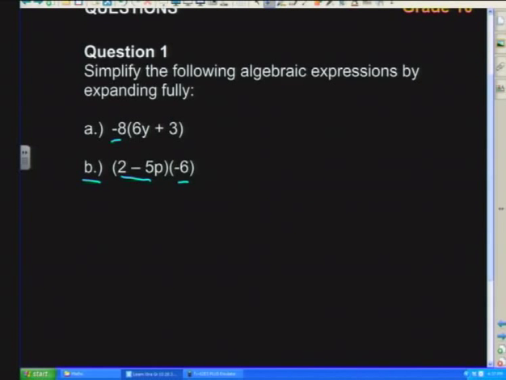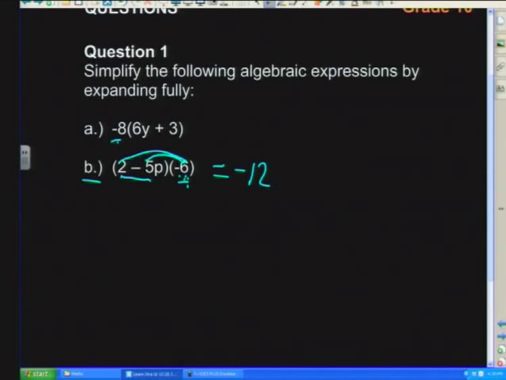Remember the rule stays exactly the same whether the number's in front or behind the bracket. We're going to times the number by every term inside the brackets. I'm going to fly through this because I think a lot of you have the gist of it now. Minus 6 times positive 2. Remember to multiply your signs first. A minus times a plus will give us a minus, and 6 times 2 is 12.